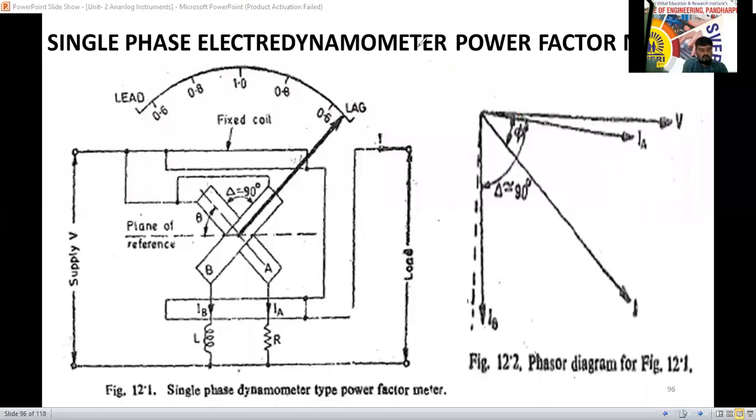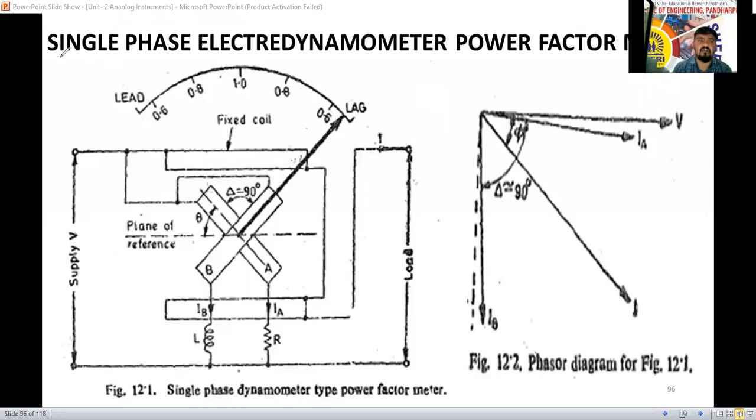So we know the formula of cos phi. Phi is nothing but the phase angle, that is, the angle between voltage and current. We call the angle between voltage and current the phase angle. The main aim of this equipment is to measure the power factor.